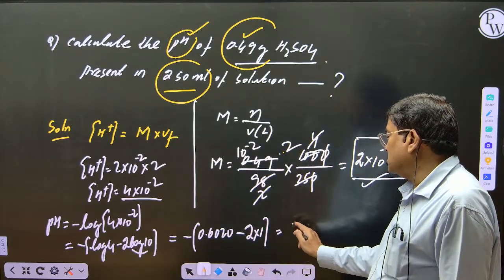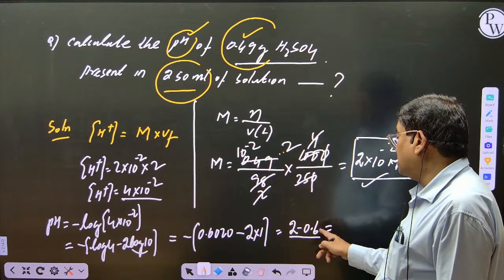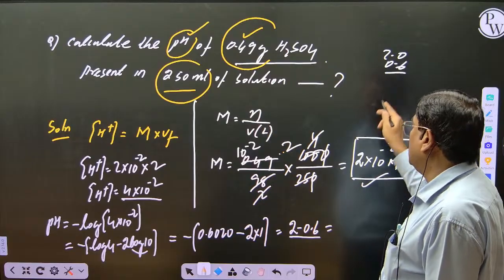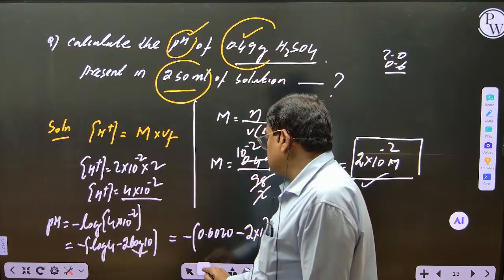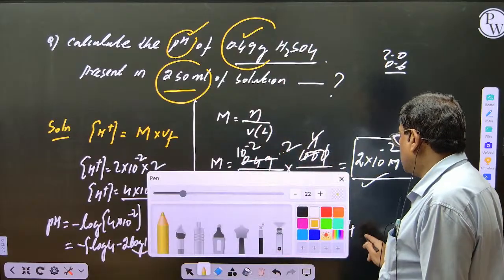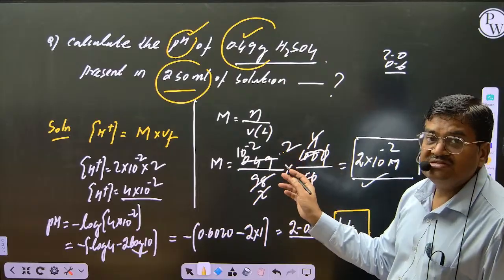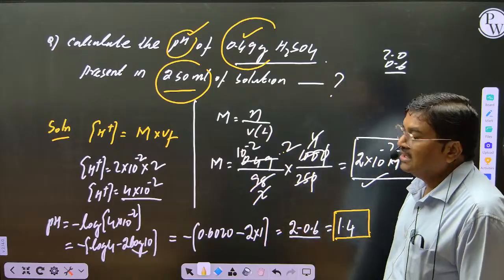So 2 minus 0.6 roughly. So from 2 when you subtract 0.6, how much do you get? 1.4. So the final answer will be 1.4. So this is the pH, as it is below 3, no? Since it is a strong acid, the pH value will be below 3. So this is how we are finding pH.